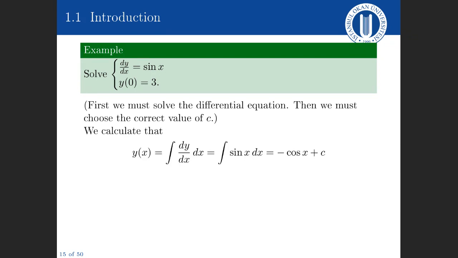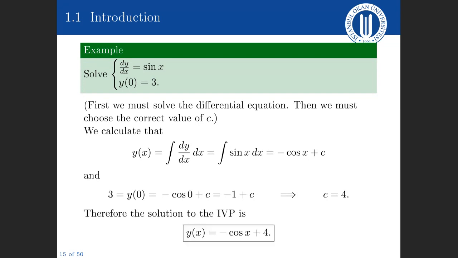So as before, we calculate that y of x must be minus cos x plus some constant c. And then we use the initial condition, 3 is equal to y of 0. And we find that the constant must be 4. And then we have our solution. The solution to the initial value problem is minus cos x plus 4.